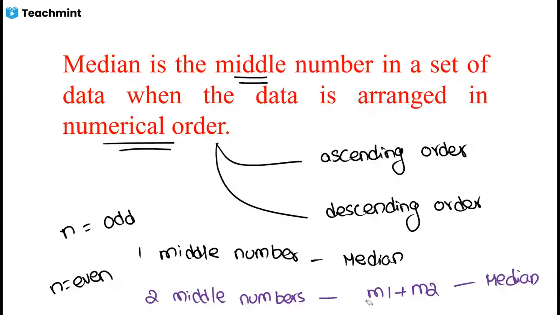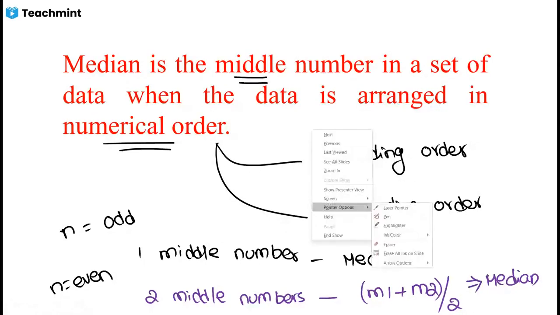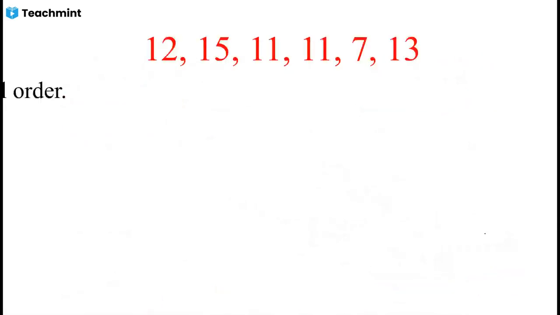So it's the average of those two numbers. If you have two middle numbers, take the average of them. Adding those two and dividing by 2 is nothing but the average, right? Very good. Now let's see an example related to that.